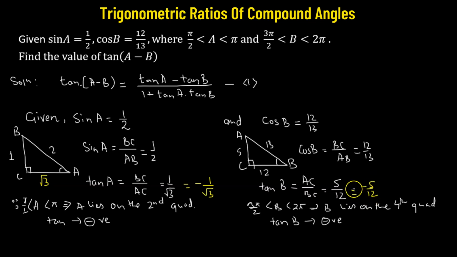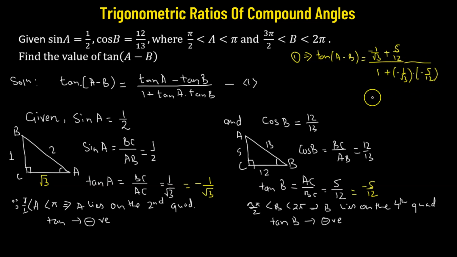Now we have the values of tangent A as well as tangent of B. So we can use equation number 1. Equation number 1 gives us the value of tangent of A minus B. So this will be equal to tangent of A, that's negative 1 over square root of 3, minus tangent of B, which is negative 5 over 12, so we'll get positive 5 over 12. Whole divided by 1 plus 1 over square root of 3 multiplied by tangent of B, which is negative 5 over 12.